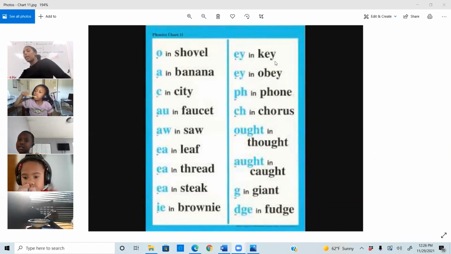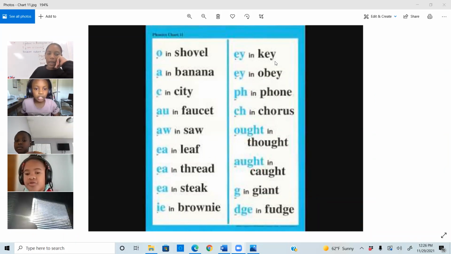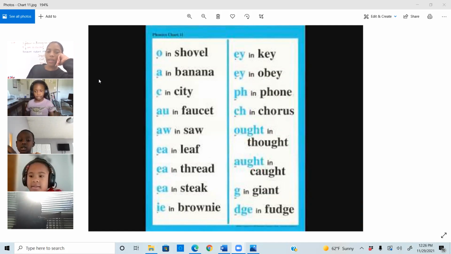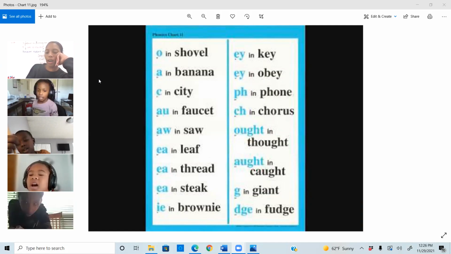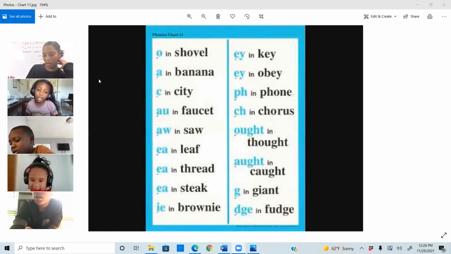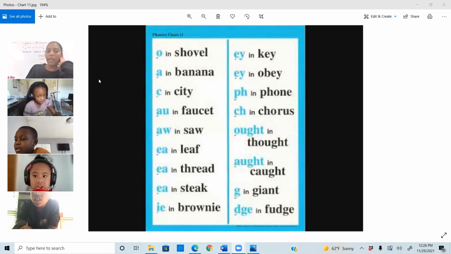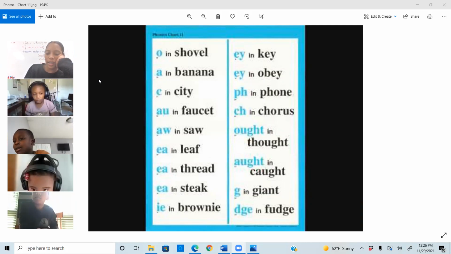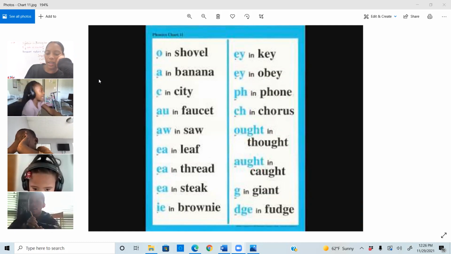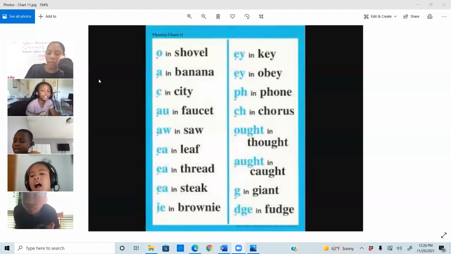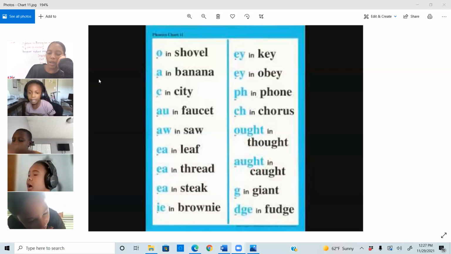O says... and shovel. A says banana. C says... and city. AU says... and faucet. AW says... and saw. EA says... and leaf. EA says... and thread. EA says... and steak. IE says E in brownie. EY says E in key. EY says A in obey.